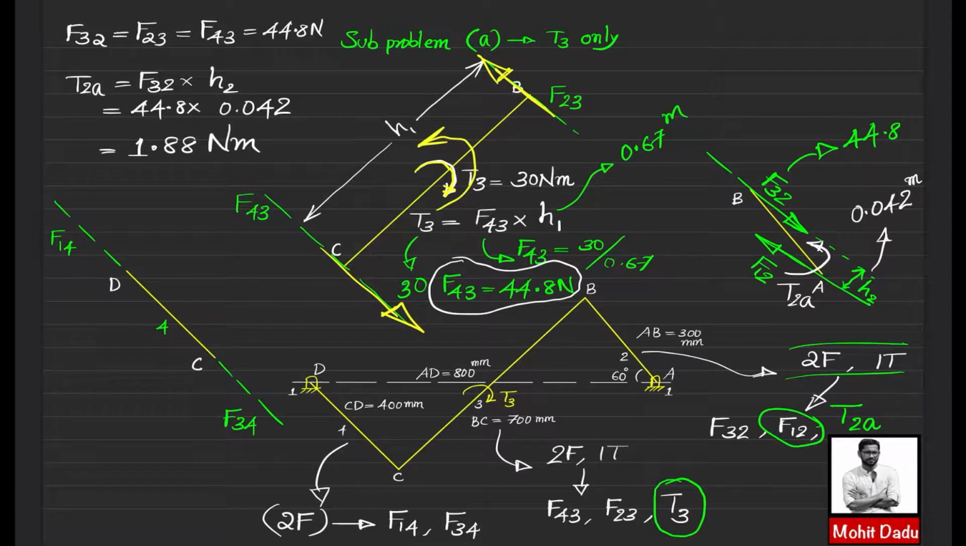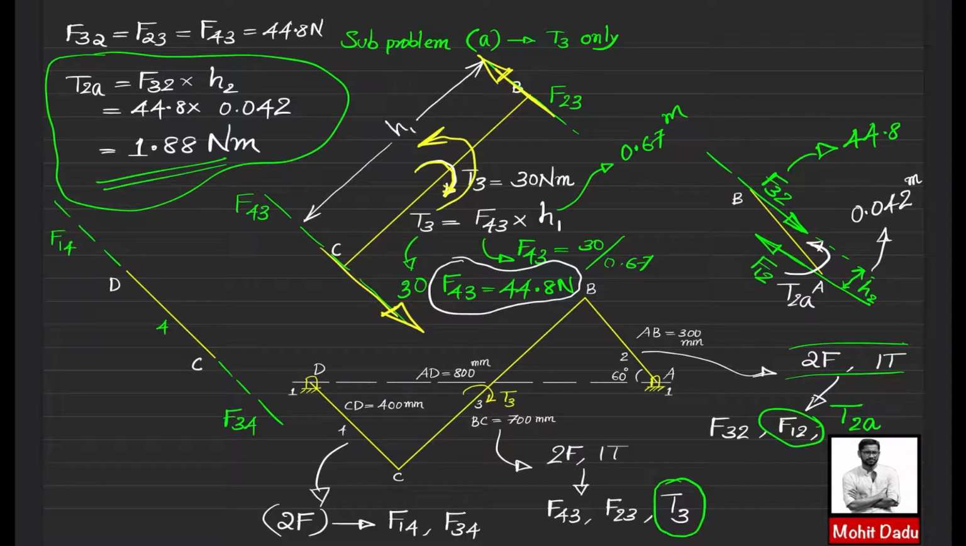This is the first answer, the answer that you are getting from the sub problem A, by considering the effect of T3 alone and drawing the free body diagrams according to the type of member. So 1.88 Newton meter will be required to be applied on the link 2 or the input link to maintain it in equilibrium when this external torque T3 is acting on link 3. So this is the solution of sub problem A.